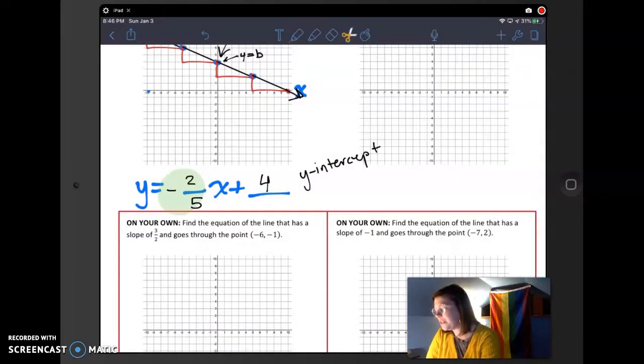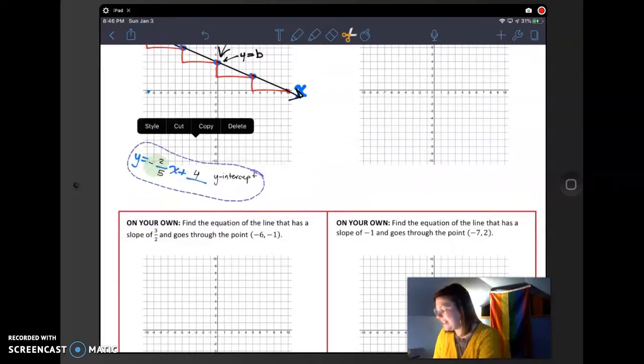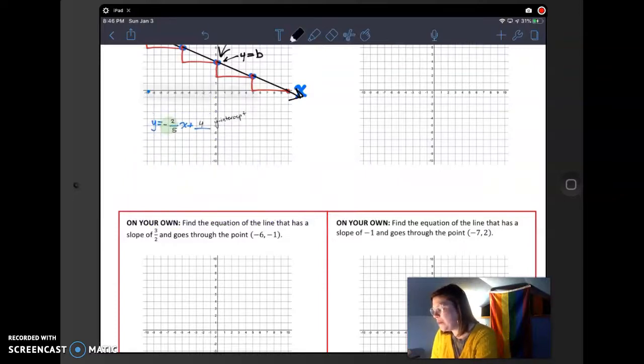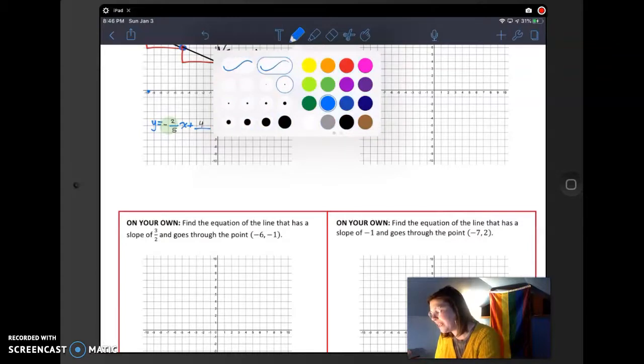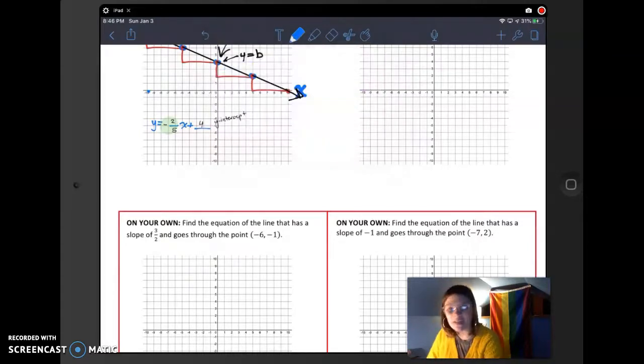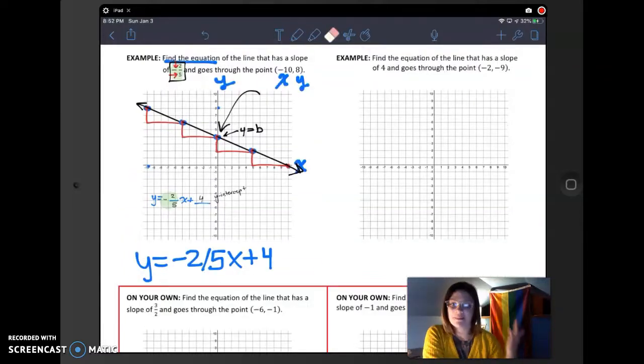I just want to make sure that we know how to put our answer into Schoology when we're answering the question at the end. So let's get rid of this. When you put your answer into Schoology, make sure that you are writing it correctly so that you get your answer right. You're going to say y equals -2/5 x plus 4. And that's it.